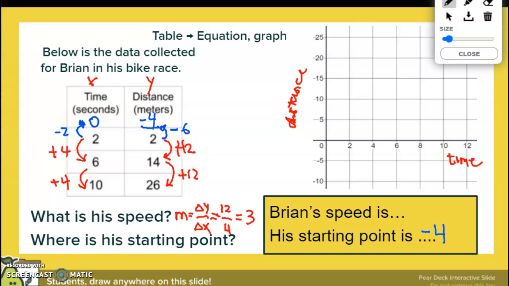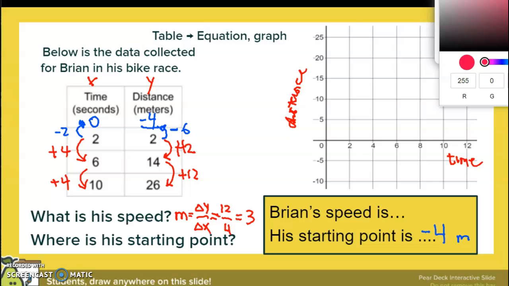So for Bryant, the starting point is negative 4 meters. And what is his speed? Speed was 3 meters per second.